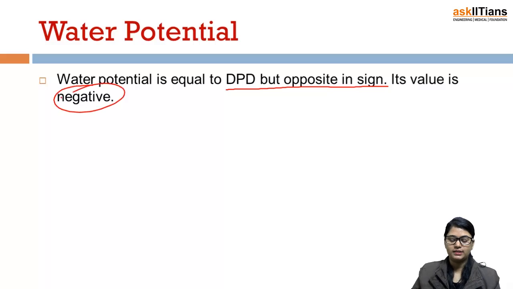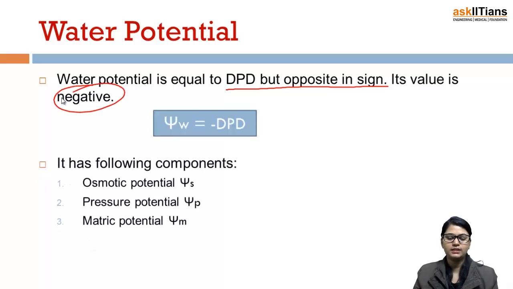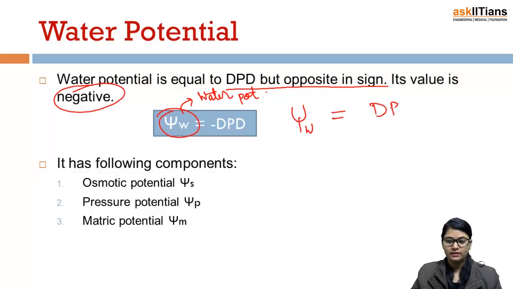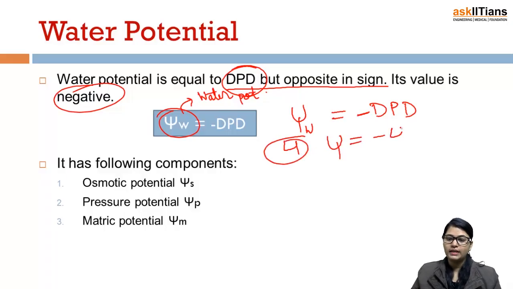Its value is negative. So I have a formula to demonstrate this. You can see psi W, the water potential, is equal to minus DPD. Does this equation show that DPD is minus? No. This is what some students get confused over. Psi W is equal to DPD, but in the opposite sign. So if DPD has a value of 4, then what will be psi W? Psi W will be minus 4. So minus of DPD. This is the formula.